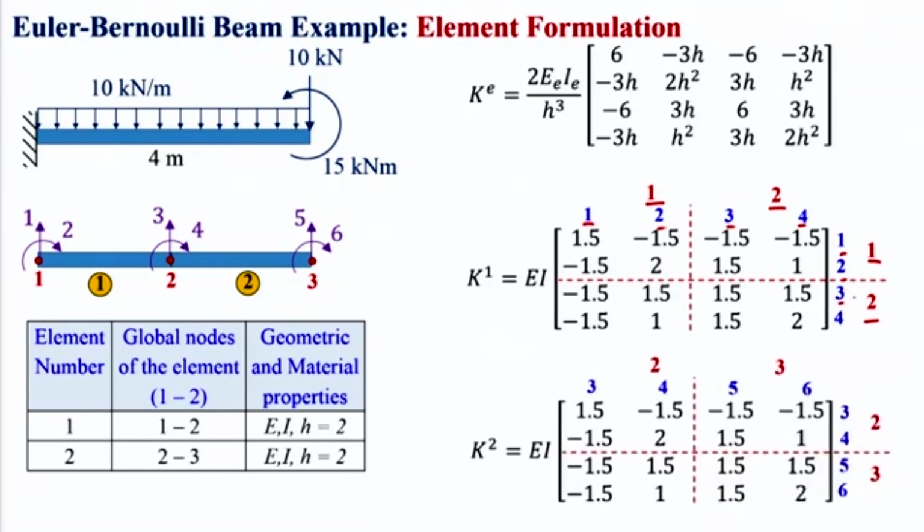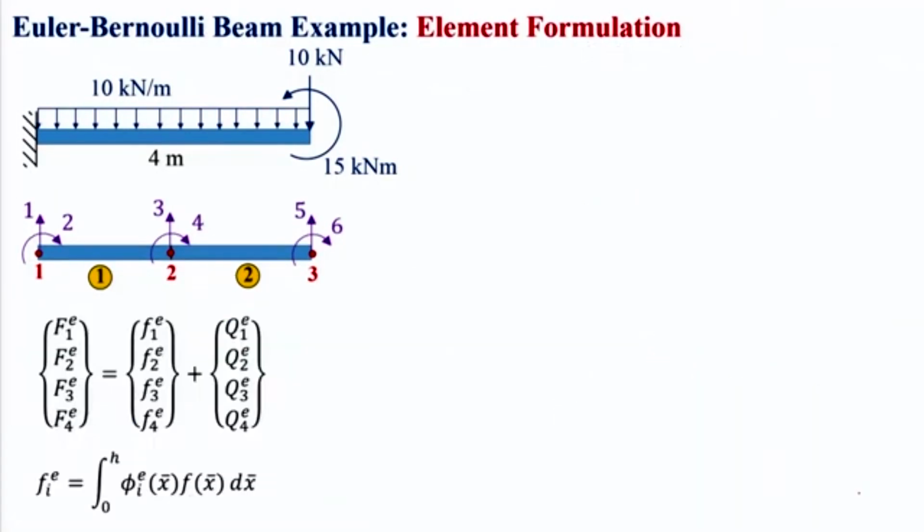Similarly, element number 2 is connected between node number 2 and node number 3. The global degrees of freedom for element number 2 are 3, 4, 5 and 6. Similarly, we can write the load vector at the element level, which we have just now seen. This is the element level load vector.